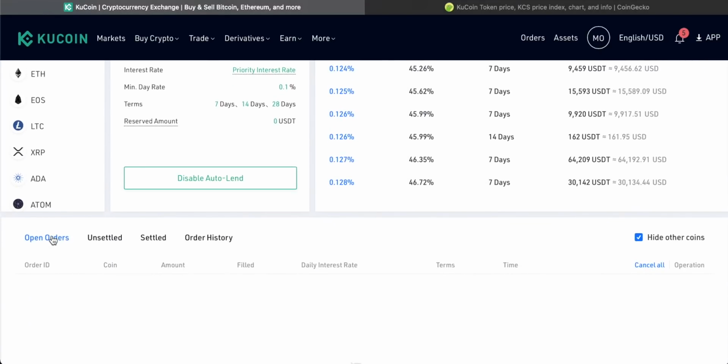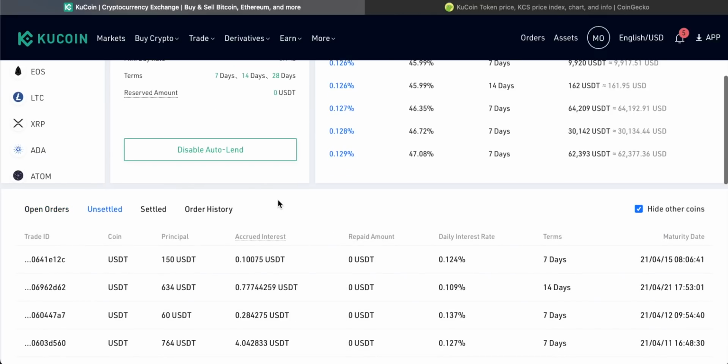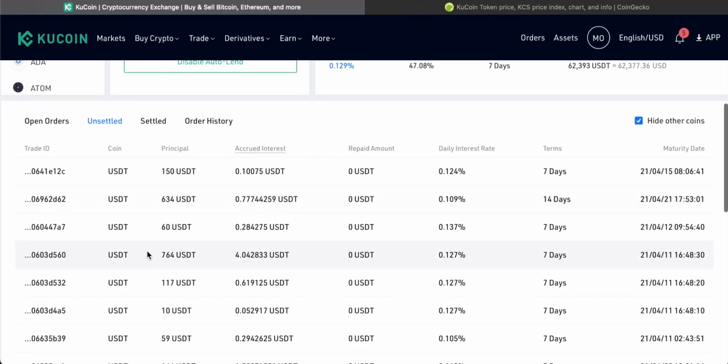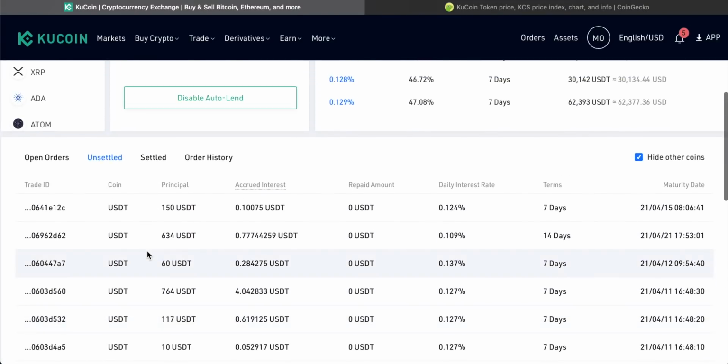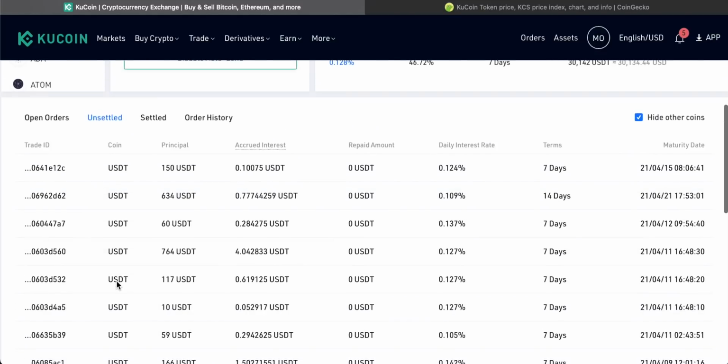You have open orders. So if you do have any open orders that you are wanting to lend out and that haven't been matched with a borrower yet, that will be in here. You can see unsettled as well. This is a list of open transactions. So you can see that I am lending out US dollar tether on KuCoin right now to all of these different people at these different rates.